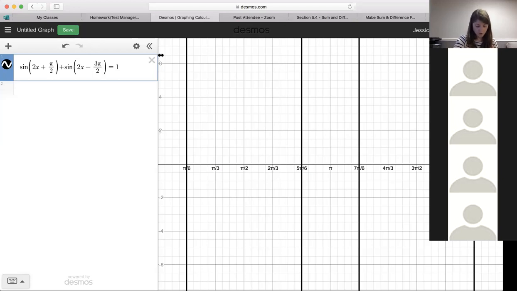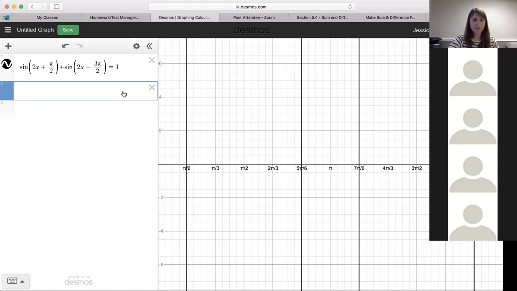Take a look at your solutions, and I see the pi over 6 solution. I see the 5 pi over 6. Then if we add pi over 6 plus pi, that takes me to 7 pi over 6. 5 pi over 6 plus pi takes me to the 11 pi over 6. And then I'm going to have those multiples just continue. In other words, this is what we did. This is our first repeat.